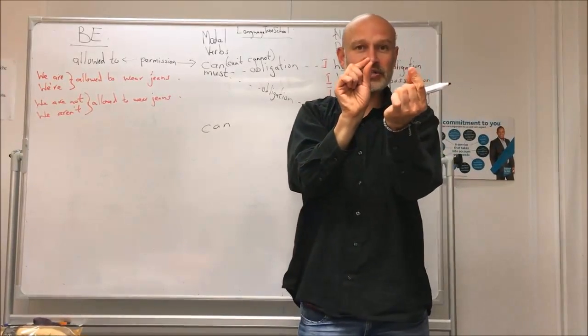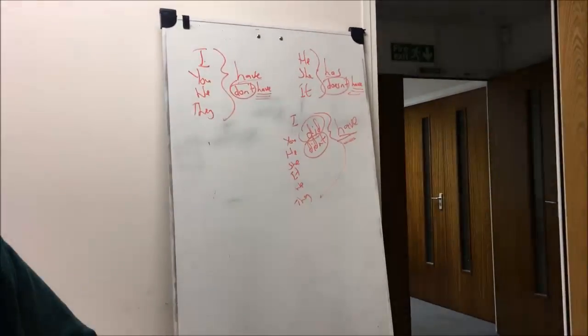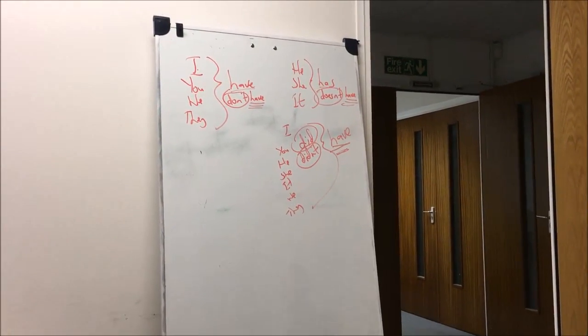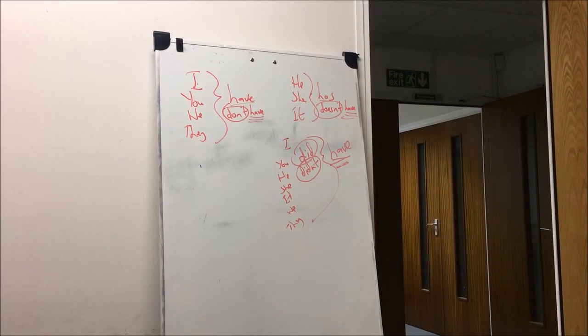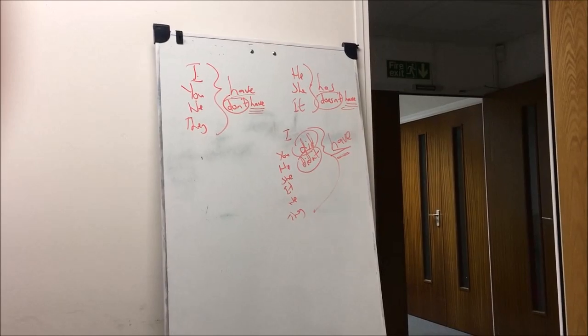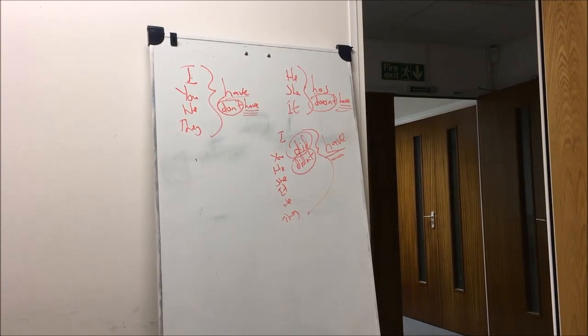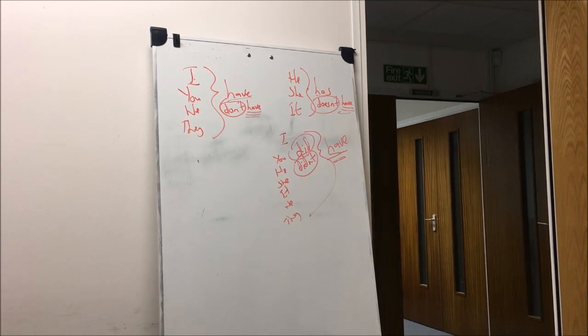If you just quickly turn the camera around and point it at the board at the back there, you'll see that I've just written these on the back board to show you how it works. So this was for you, Jennifer. I, you, we, they have. I, you, we, they don't have. And this is where we go wrong. He, she, it has. He, she, it doesn't have.